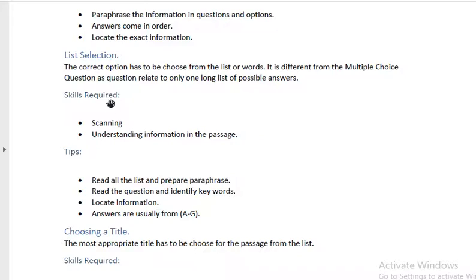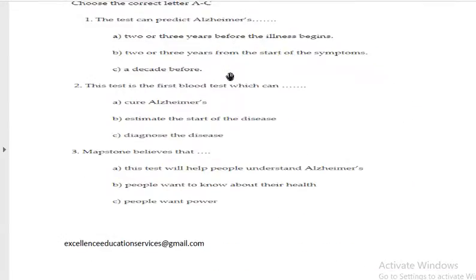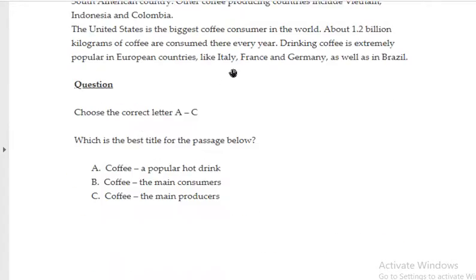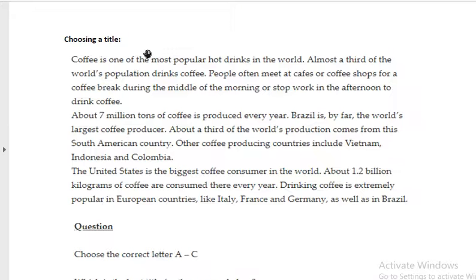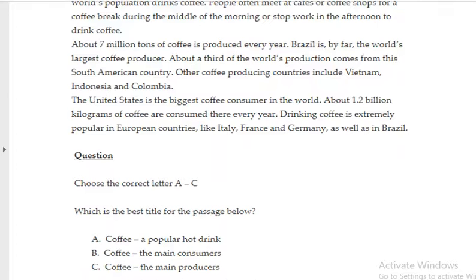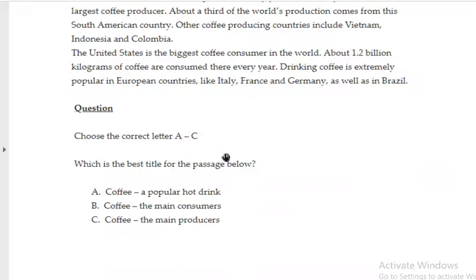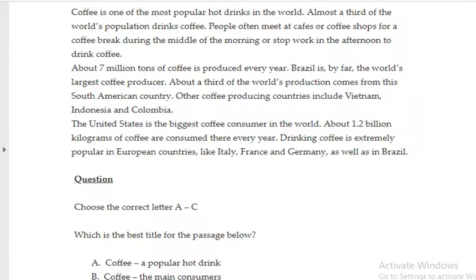List selection. An example of list selection is this: you have to decide which is the best title for the passage below. You have to read all of the passage: coffee, a popular hot drink, coffee the main consumers, coffee the main producers. So you will have to suggest which title is the best for the given paragraph.